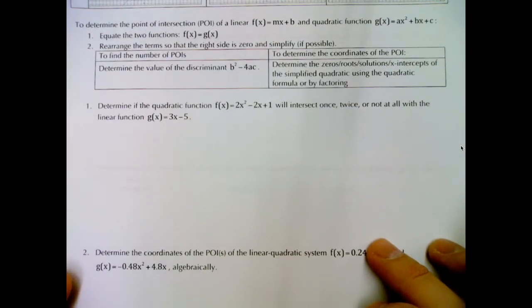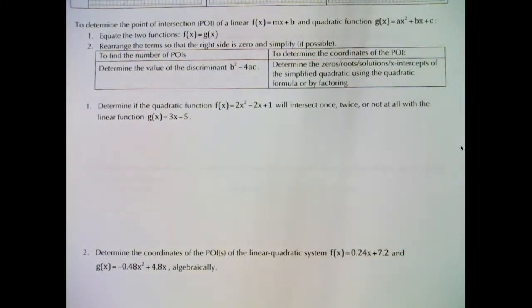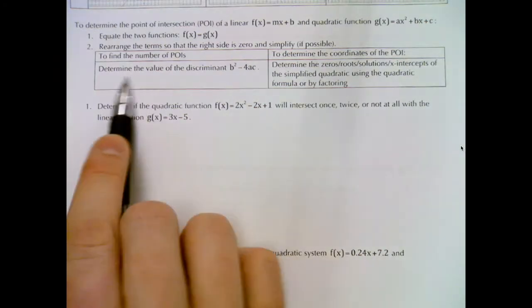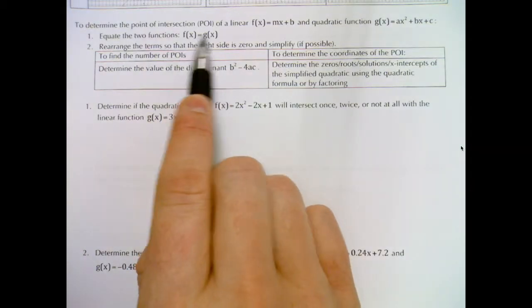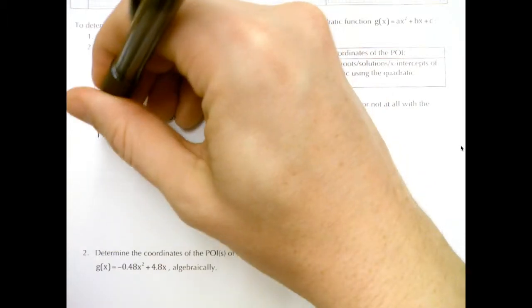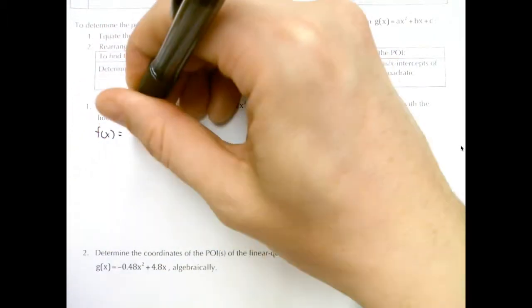Here we have a quadratic function, 2x squared minus 2x plus 1, and it asks to determine whether a line, 3x minus 5, will intersect once, twice, or not at all. And so what they're asking is how many times it crosses. So they're asking us to use the discriminant. Well, what are we using the discriminant on? First, we set the parabola and the line equal. So we say f of x equals g of x.